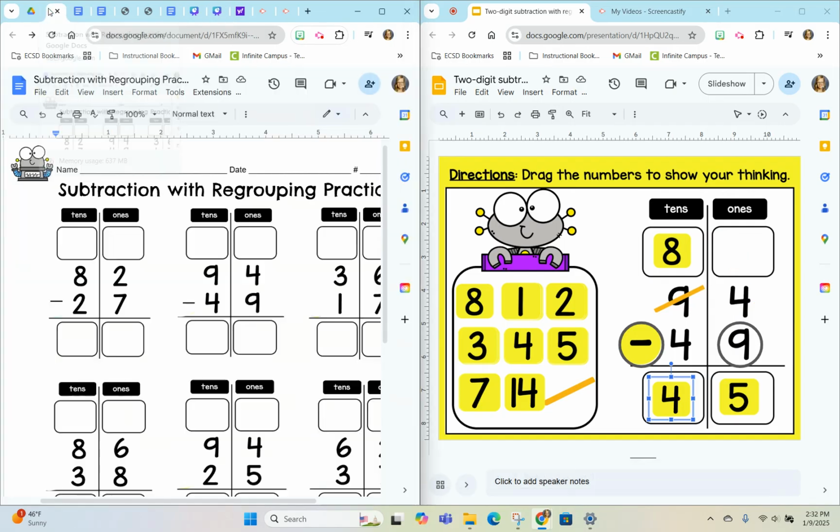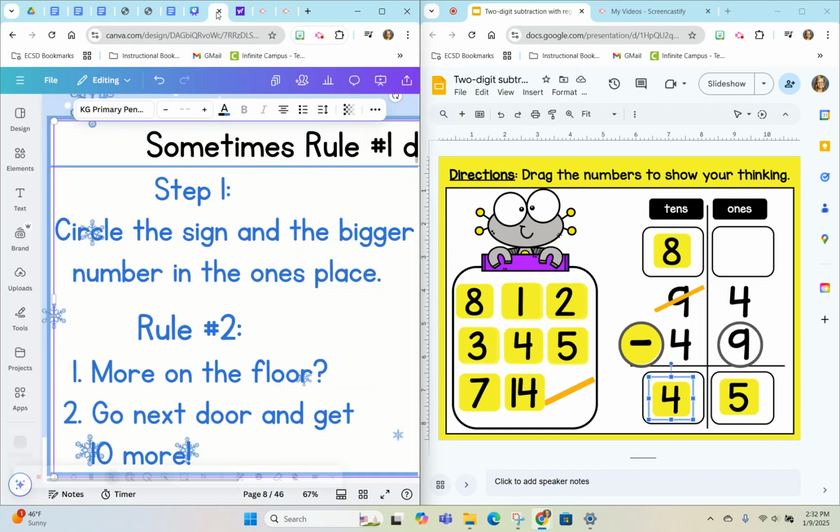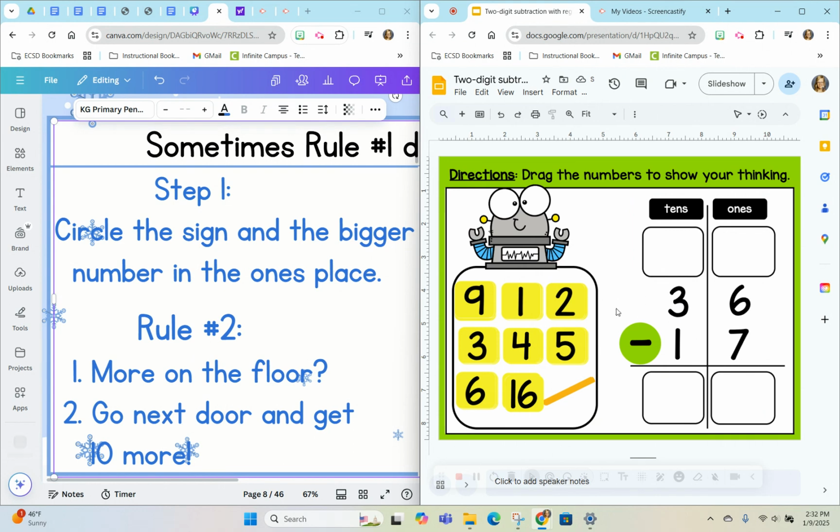Okay. Your next number should be 36 minus 17. And you will notice that I did not put a subtraction sign there. I want you to write that subtraction sign and do the first step that it always asks you to do. It says circle your sign. So that is what I want you to do. Everybody right now, on your problem, circle your subtraction sign.